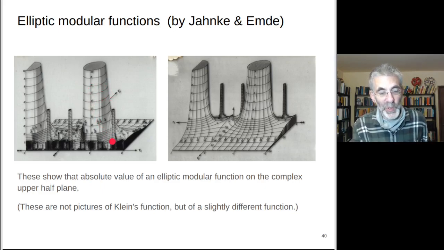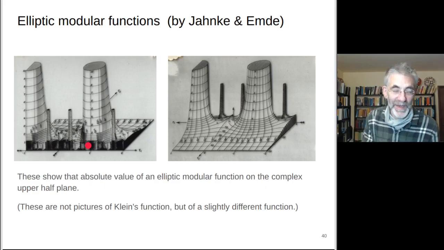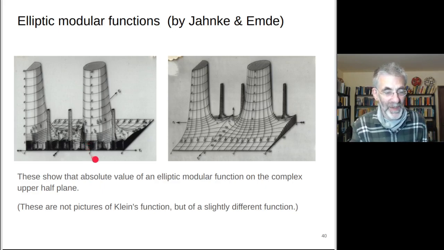And they haven't actually drawn all these poles because there really should be an infinite number of poles all along the real axis, which is this line here. And they've only drawn 5 representative poles, and there should really be more and more and more of them getting smaller and smaller. But I guess their patience ran out. So, strictly speaking, this isn't actually Klein's modular function, but a slightly different modular function.